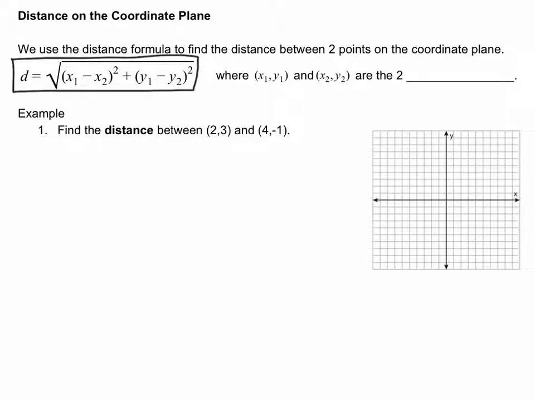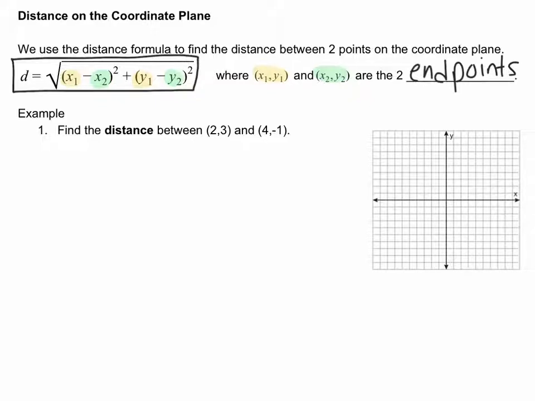Now we see in this formula, we have variables x1, x2, y1, and y2. x1, y1 and x2, y2 are the two endpoints. Those are the 2 points that we're trying to find the distance between. We're going to start right off with an example to see how this works.